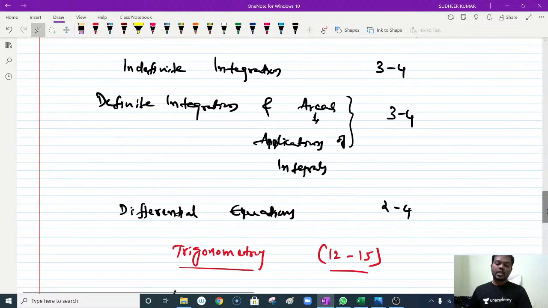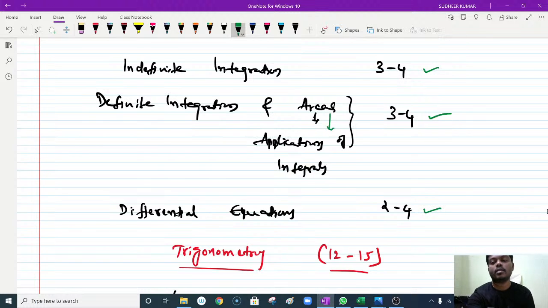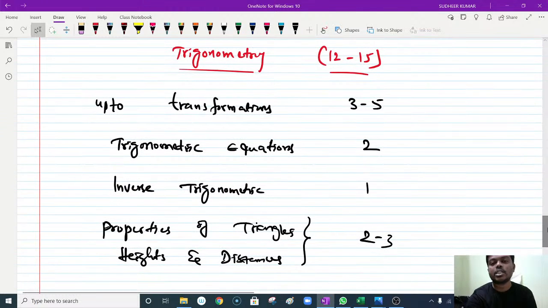Then indefinite integration 3 to 4 marks. Definite integration and areas, areas also known as applications of integrals, 3 to 4 marks. And the next one is differential equations, 2 to 4 marks. Right? At last, trigonometry 12 to 15 marks.